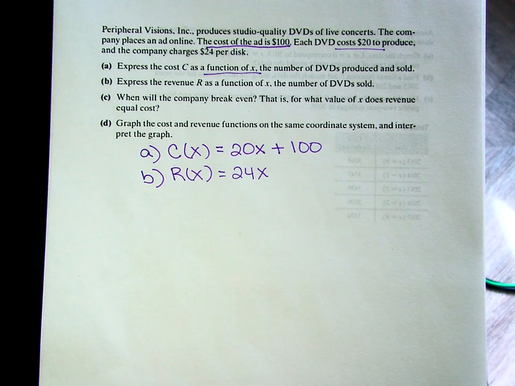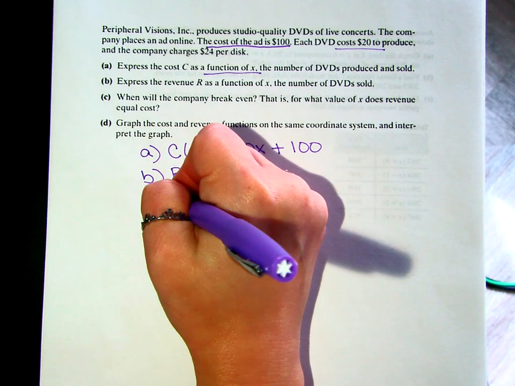And we have to find out in Part C, when will the company break even? That is, for what value of X does the revenue equal the cost? So they kind of help you there. When does the revenue equal the cost? So we're going to stick our revenue function and set it equal to our cost function.